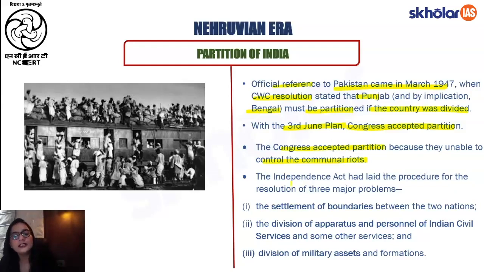Apart from this, students, the Indian Independence Act had laid the procedure for the resolution of three major problems, that is, the settlement of boundaries between the two nations, the division of apparatus and personnel of the Indian civil services and some other services, and apart from this, the division of military assets and formation.